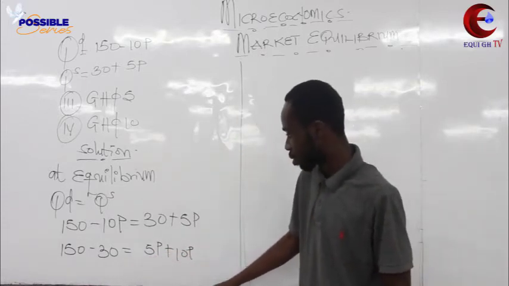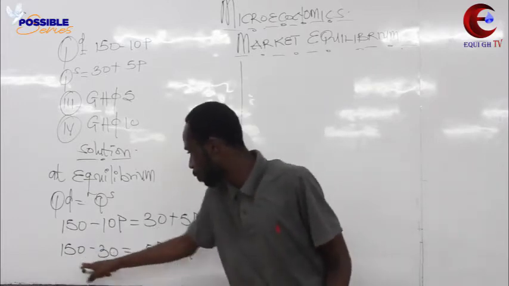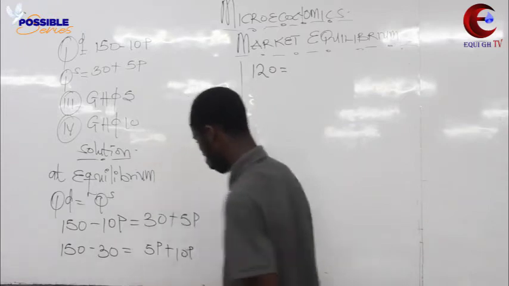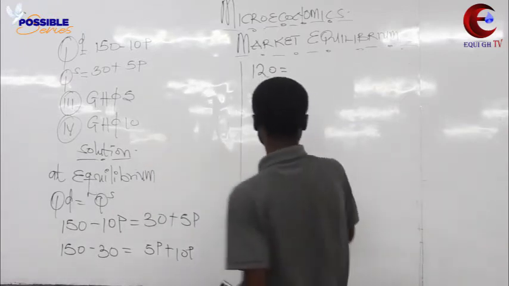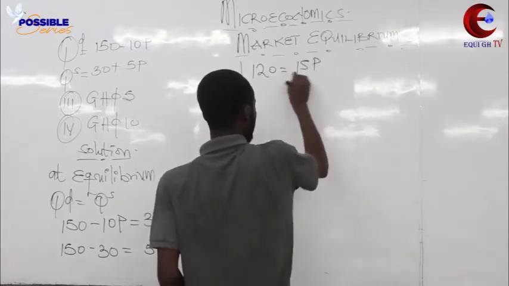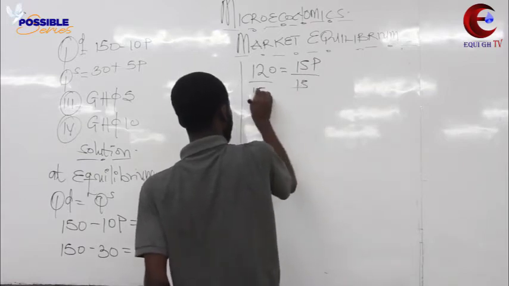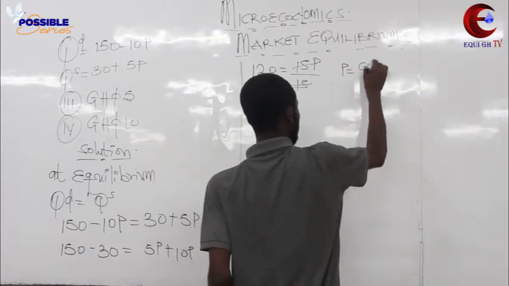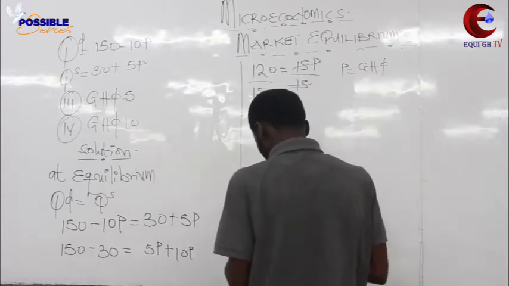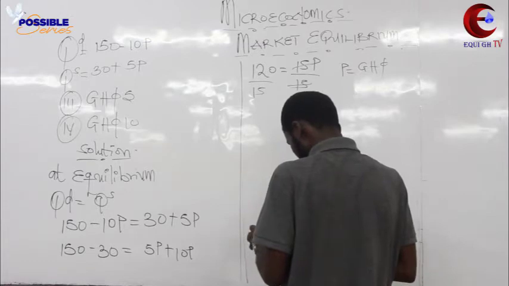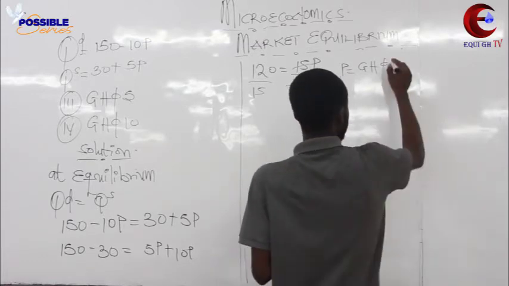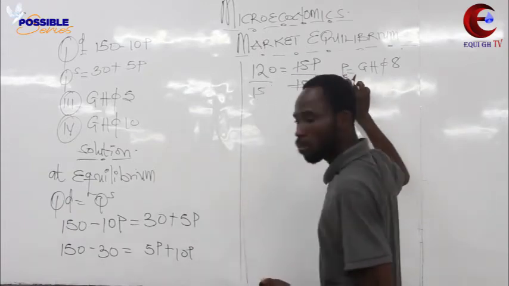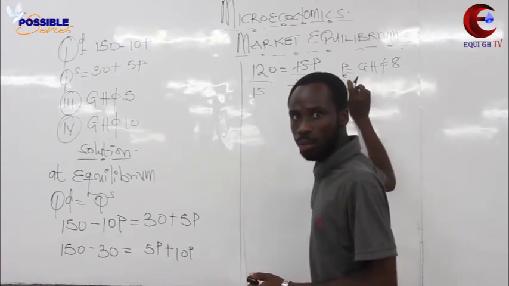So we are going to work out. Now 150 minus 30 is going to give us 120, equal to 5p plus 10p, which gives us 15p. We divide both sides by 15, and then we get price is equal to 120 divided by 15, which gives us 8 Ghana cedis. So this is our equilibrium price.